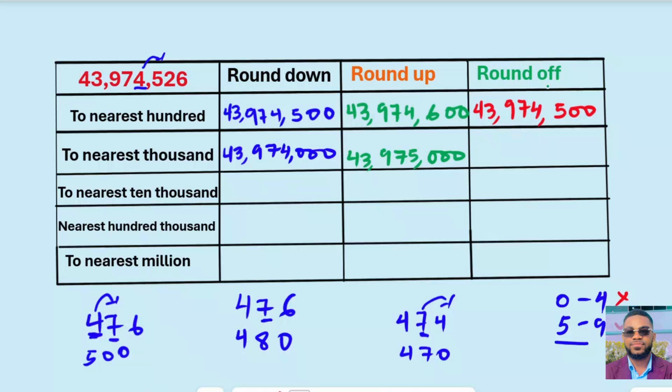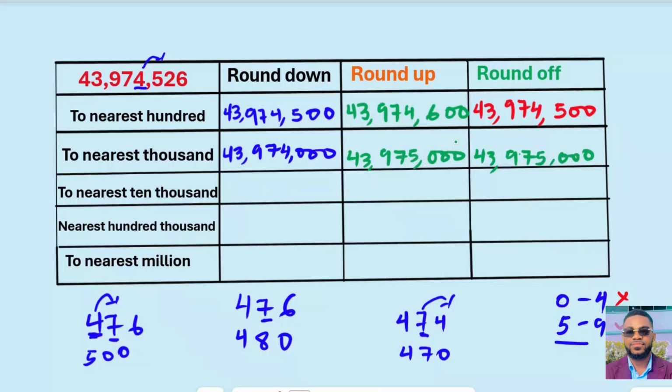Now let's move on to the actual thing, which is rounding off. We have to use the rule here. So like I said initially, the number behind is 5. So you have to add 1 to this 4, making 5. So our number is going to be 43,975,000, which is the same as rounding up.